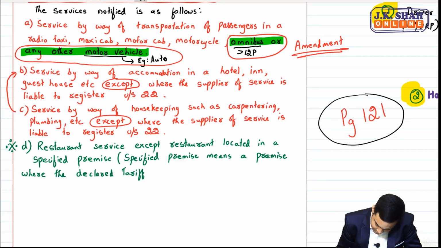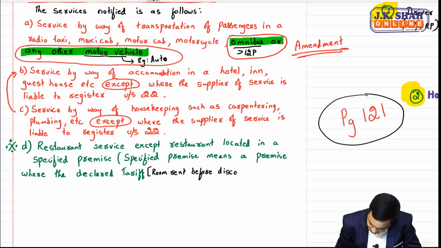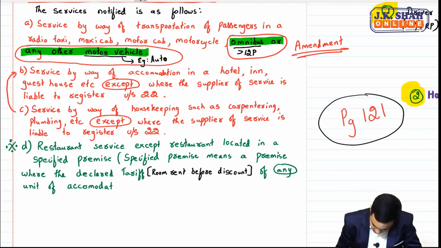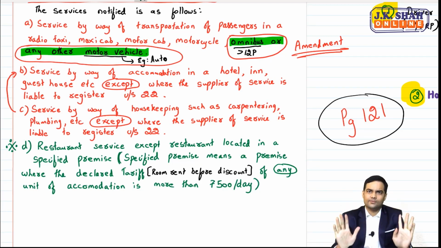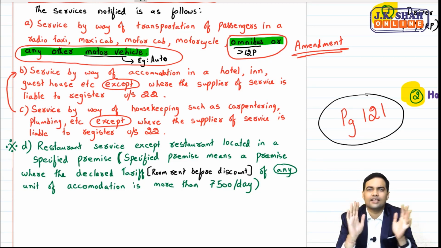Sir, what is declared tariff? Declared tariff is basically room rent before discount. Where the declared tariff of any, circle any, very important word, of any unit of accommodation is more than 7500 per day, basically to cover Swiggy, Zomato, supply of food, restaurant service.